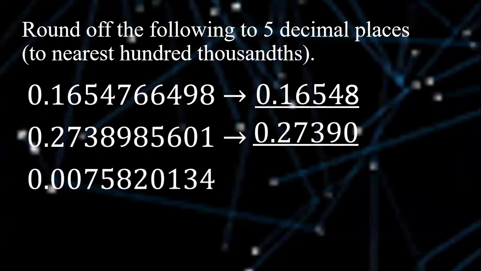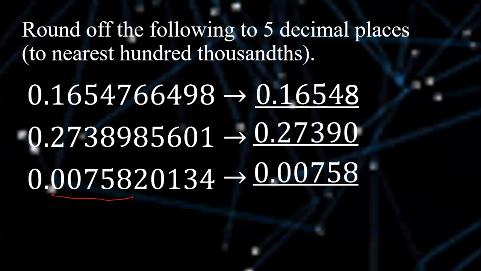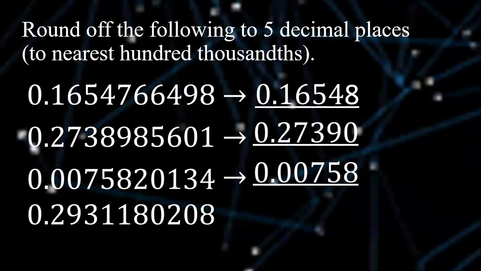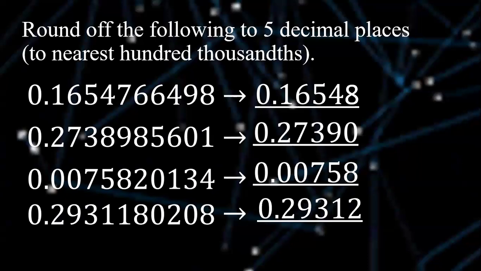Let's have the next example. 0.007582014. Very good. The answer is we retain the entire decimal, so that becomes 0.00758. Last example, 0.293118028. And the answer is 0.29312. We rounded this one up because the preceding number is 8.